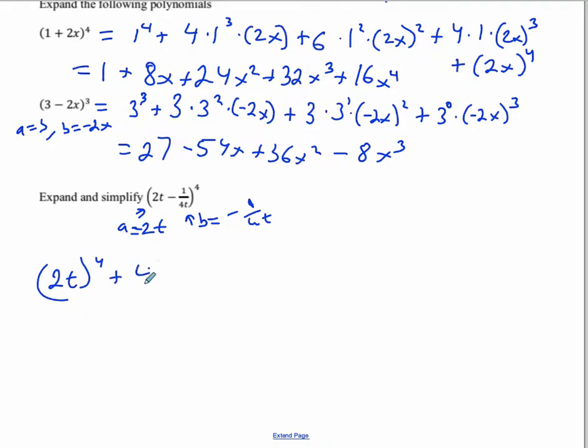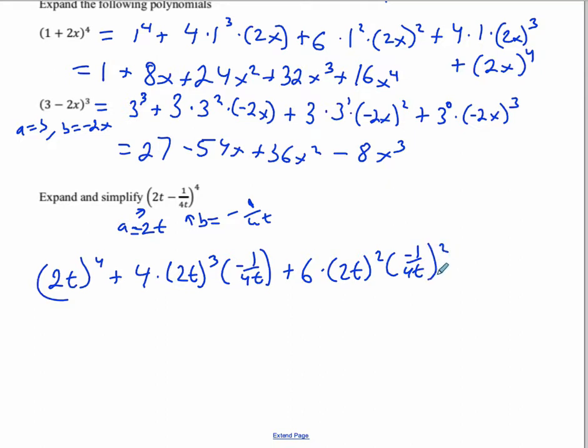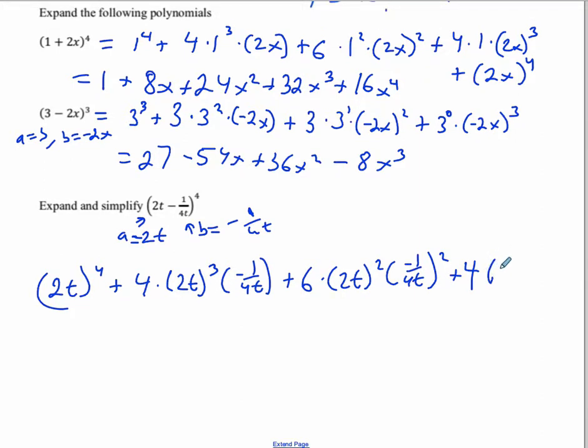Plus the binomial coefficient is 4, if you check Pascal's triangle. Then you've got 2t to the power of 3, and then you've got negative 1 over 4t to the power of 1. Plus our binomial coefficient is 6 times 2t squared times negative 1 over 4t to the power of 2. Plus the binomial coefficient is 4 from Pascal's triangle. And then we've got 2t to the power of 1, negative 1 over 4t cubed. And lastly, the binomial coefficient is 1, 2t to the power of 0, which is 1. And this is negative 1 over 4t to the power of 4.